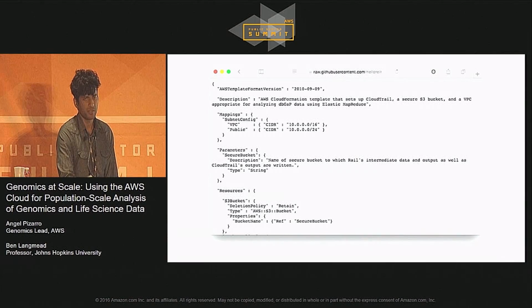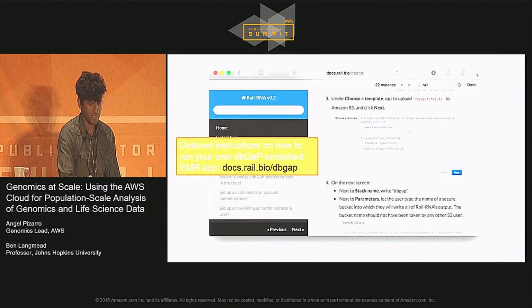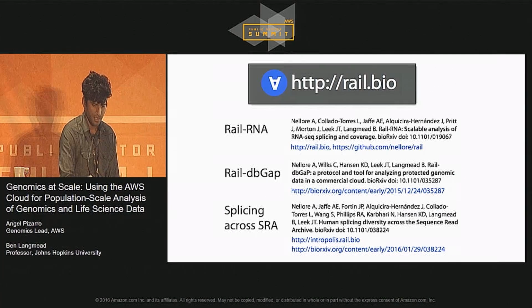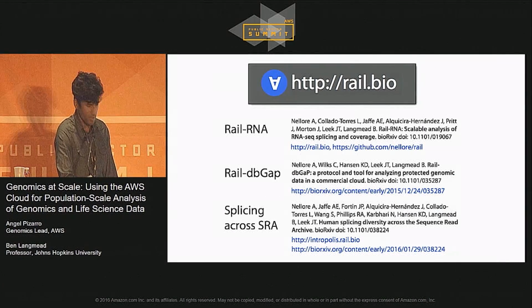So we're trying to make this product pretty usable so people can skip a lot of the technical details, and we hope we've done that. So again, docs.rail.bio/dbgap to get up and running with dbGaP on EMR. And these are 3 papers that I touched on in my part of this talk.